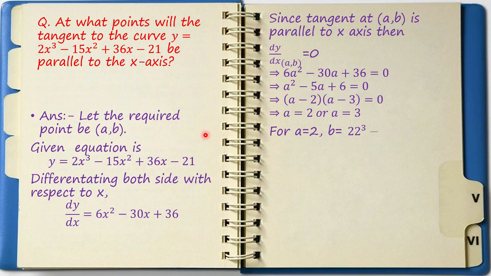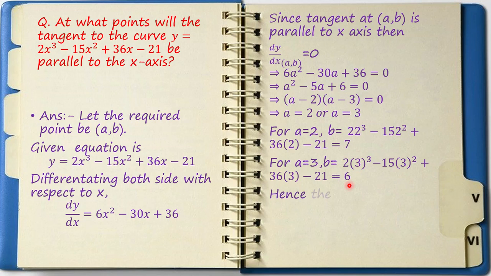Now since (a, b) is a point on the curve, it will satisfy the equation of the curve. So for a = 2 we can find the value of b, and for a = 3 we can also find the value of b. Just put a = 3 and a = 2 in the given curve. Now from here we can say the points of contact are (2, 7) and (3, 6).